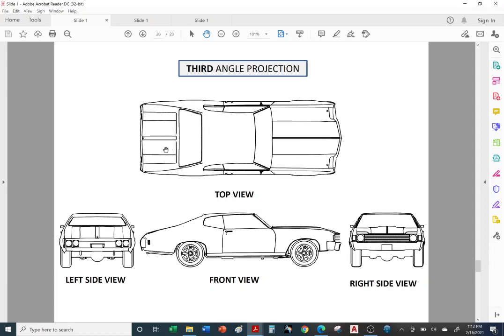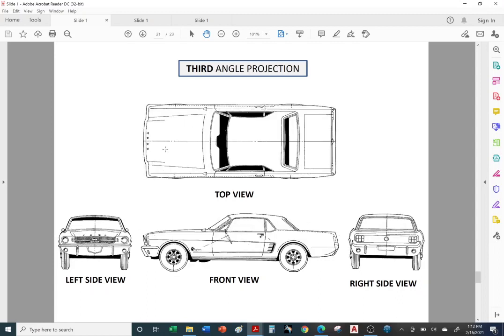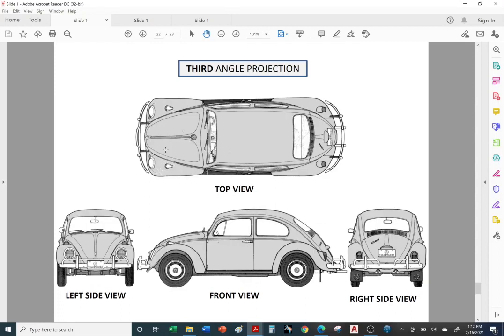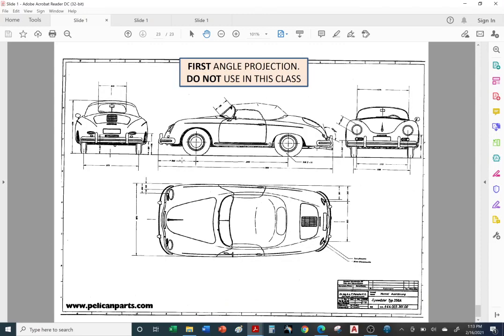Again, third angle projection. Another example of a third angle projection drawing. Another example of a third angle projection in case you're into VWs. And here's an example of first angle projection. Okay, so first angle projection, you go in the opposite direction. So again, we're not going to cover first angle projection because it'll cause a lot of confusion, but just be aware that it's out there. Okay, so if you're ever looking at a drawing that for some reason doesn't make sense to you, most likely it's in first angle projection.